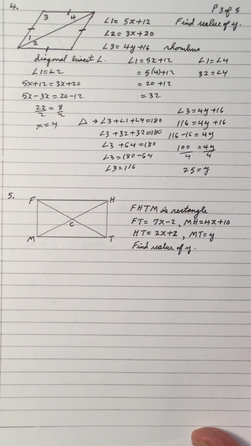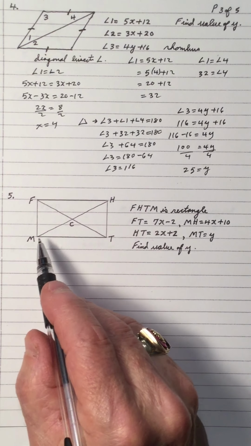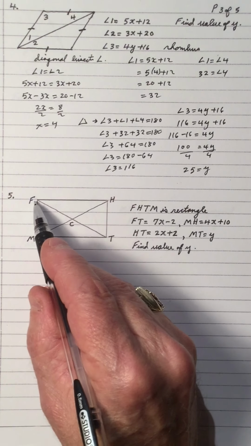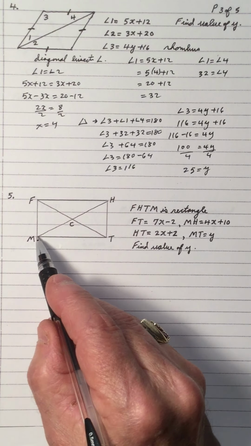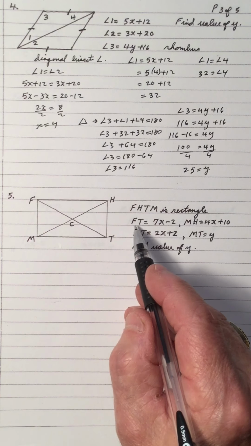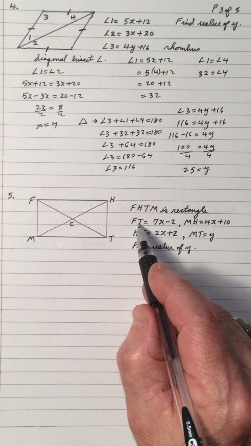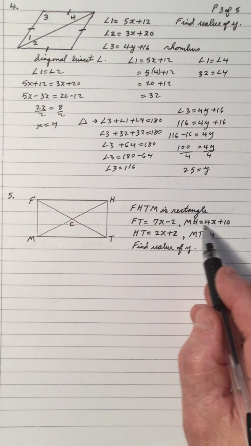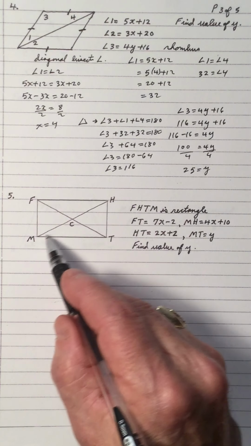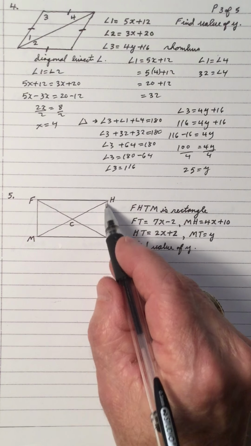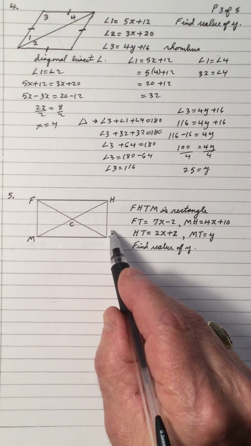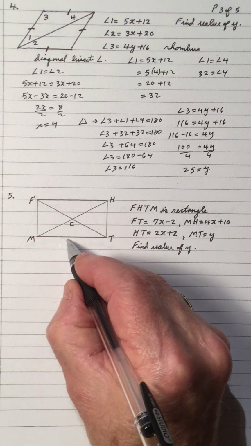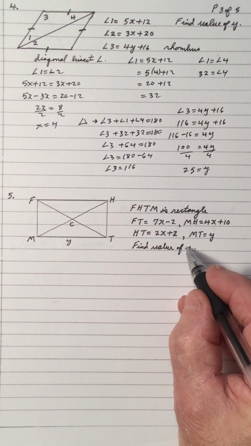Number 5, we have a figure, and it says that FHTM is a rectangle. We're given that FT is equal to 7x minus 2. MH is 4x plus 10. And HT is 2x plus 2. MT is equal to y. Find the value of y.